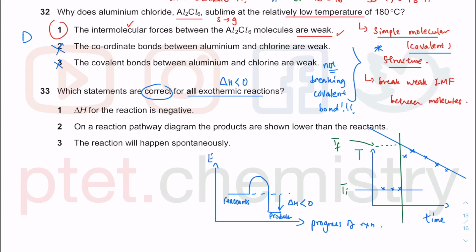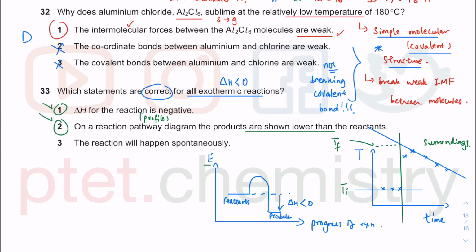Going to the options, on the reaction pathway or reaction profile diagram, your products are shown lower than the reactants because you have energy on the y-axis, so the products have lower energy than the reactants as the reactants lose energy to the surroundings and the surroundings gain the energy. That's why your surrounding temperature would have increased there, because the system released heat energy to the surroundings. So 2 is correct there. The products are lower in energy than the reactants. The delta H for the reaction is negative. That is correct. What about number 3?